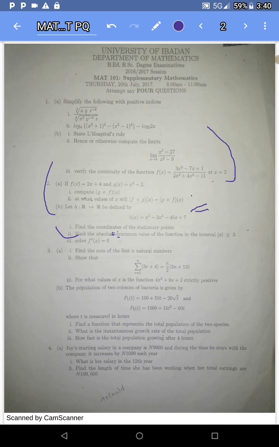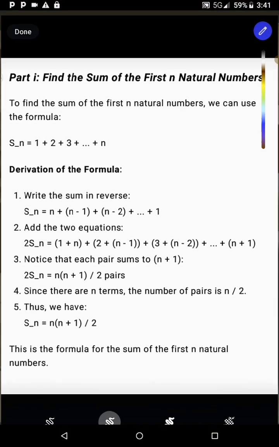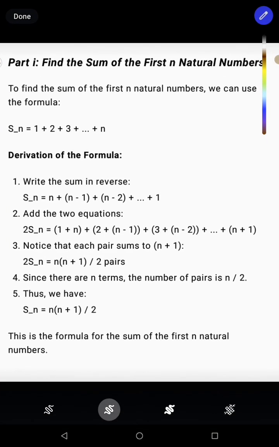Now find the sum of the first n natural numbers. What are natural numbers? Natural numbers are also the same as counting numbers, and they begin from 1 and end in infinity. But we are not going to infinity here. We are told to find it to the first n. So this is the question: find the sum of the first n natural numbers, from 1 down.